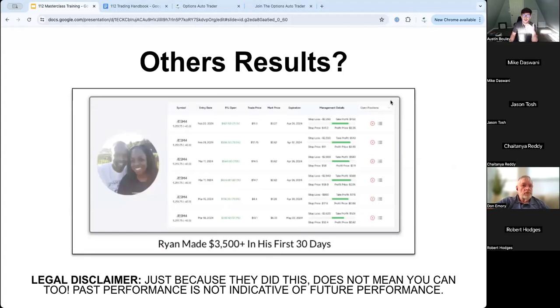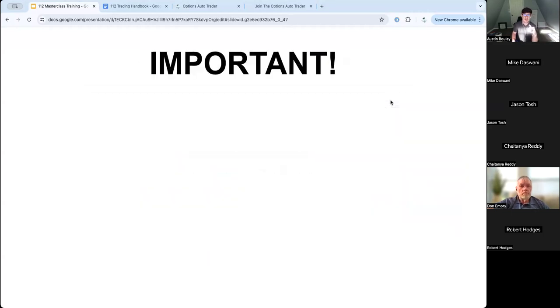Not only that, but I've helped people like Ryan do it, who had no idea what the 112 was, and he made 3,500 in his first 30 days. I'm not saying you can do that, because you might not be able to repeat it, but it's someone who has taken what I've taught and put it into practice. So has Dean, and I see Don's face on this call, and Don has too.